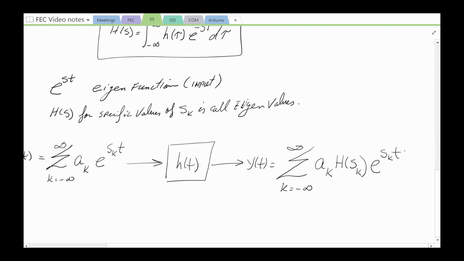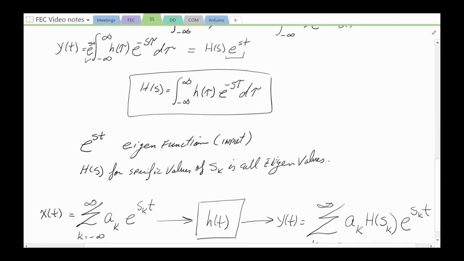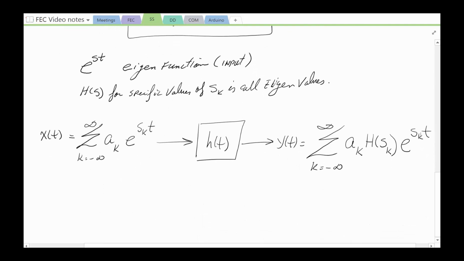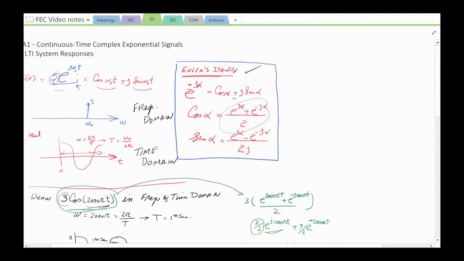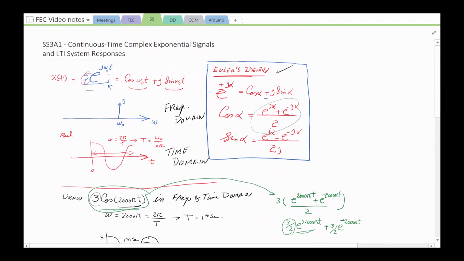And so that allows us to expand the concept we introduced to a much broader set of signals, when they have many frequency components in them. So that brings us to the end of this presentation regarding the continuous time complex exponential signal and the associated LTI system response in the frequency domain. That's basically what we did.